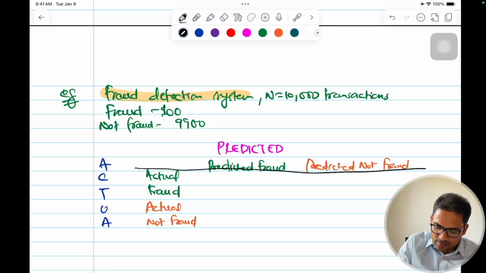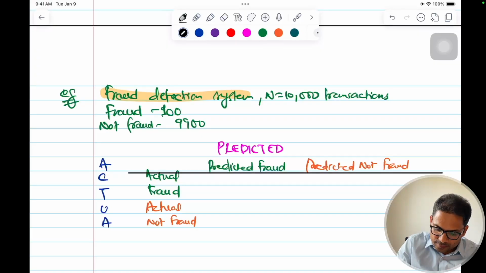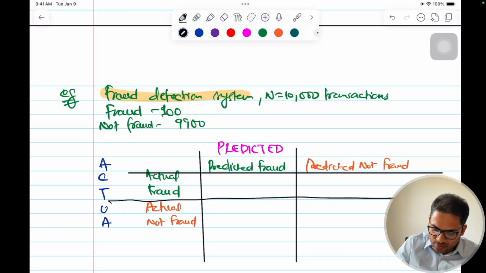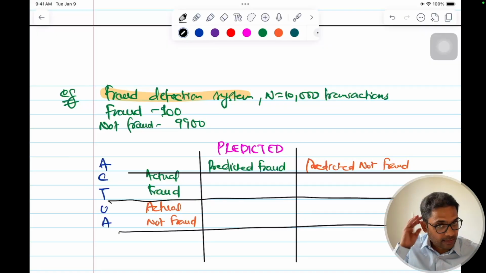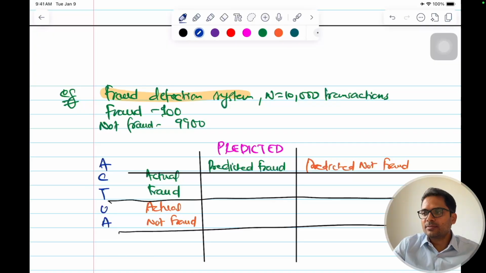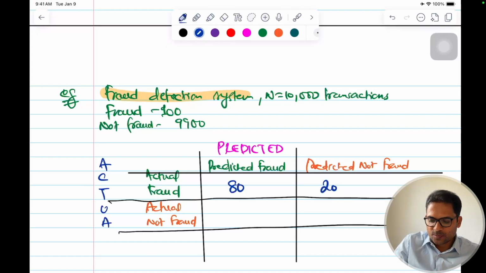So for example, this is your actual fraud, actual not fraud. So say these are the lines, and we have the values we got: we have total 100 frauds. So actual fraud are total 100. So this is 80 and this is 20, and this total is 100, and the not fraud is 220 here, and here the remaining 9680.